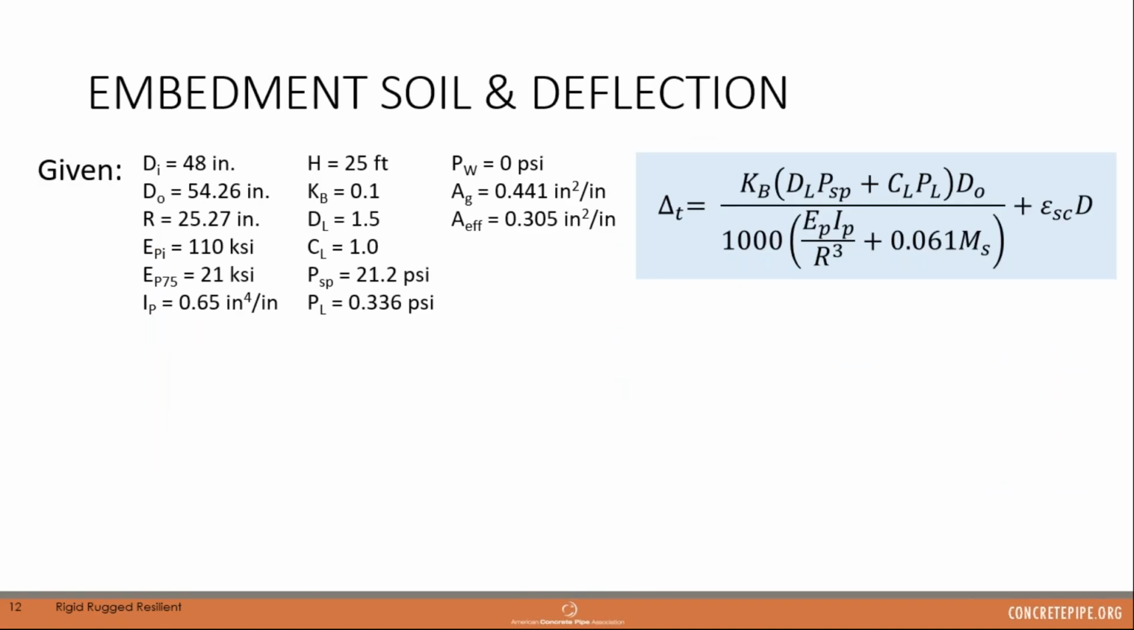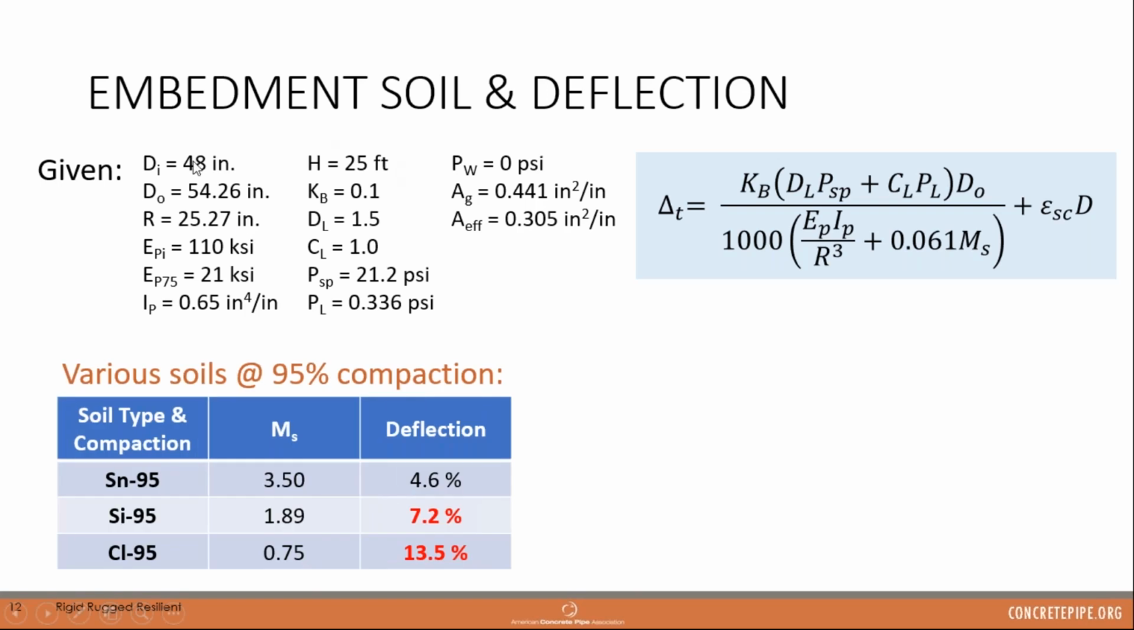Now, just to give you a flavor of how critical this M sub S term is to the design, let's run just a quick calculation of a 48-inch plastic pipe with 25 feet of fill, and we're going to compare all three soil types with 95% compaction. So using all of these assumptions, this is just the deflection equation. This isn't a full design, but just the deflection equation.